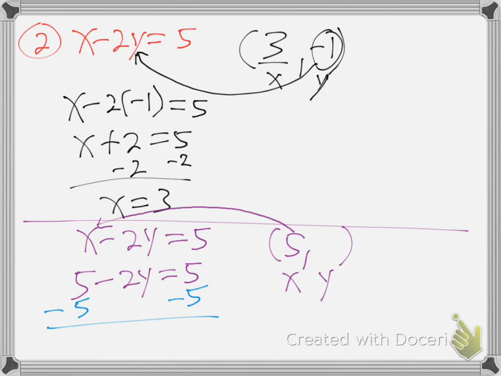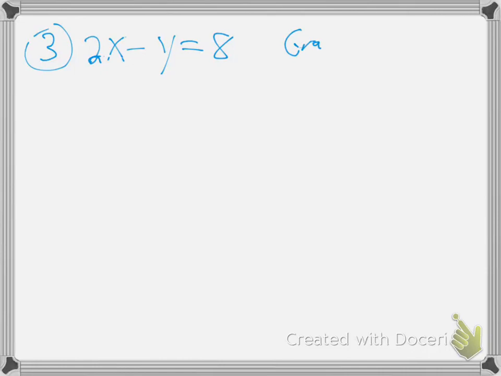So then we get minus 2y is 0, right? These are gone. 5 minus 5 is 0. What do you do there to finish solving for y? Divide by minus 2. And what's 0 over minus 2? That's just 0. Did you get (5, 0)? And did you get (3, -1)? How are we doing? How test ready are you? Good questions I can answer? Does that make sense? You good? All right.